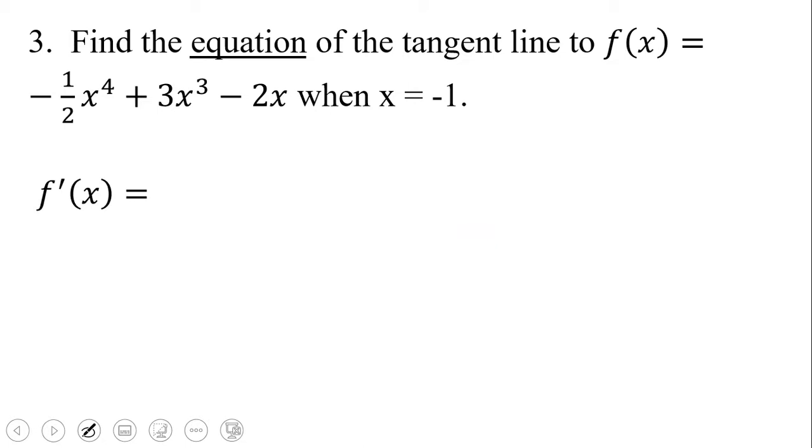Let's try another one like that. Find the equation of the tangent line to this function when x equals -1. So again, find the equation of the line. That's how we know that it's y equals mx plus b. We're going to go ahead and start.